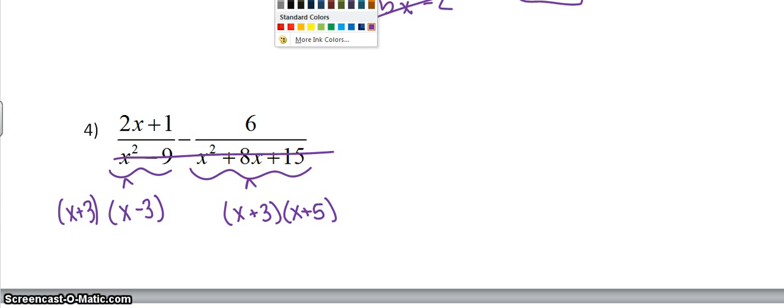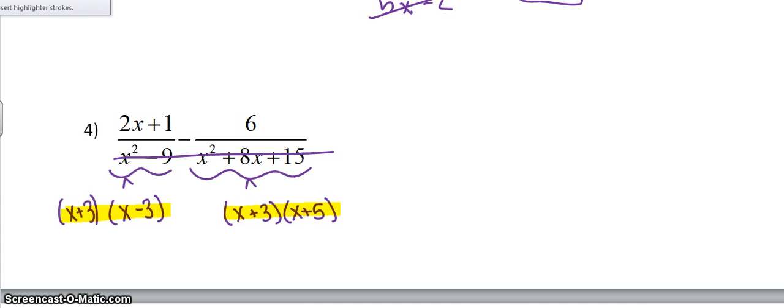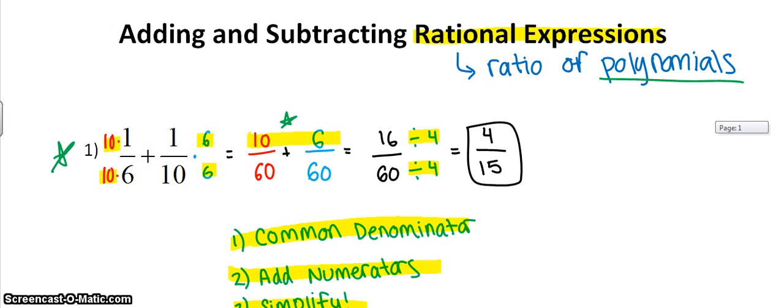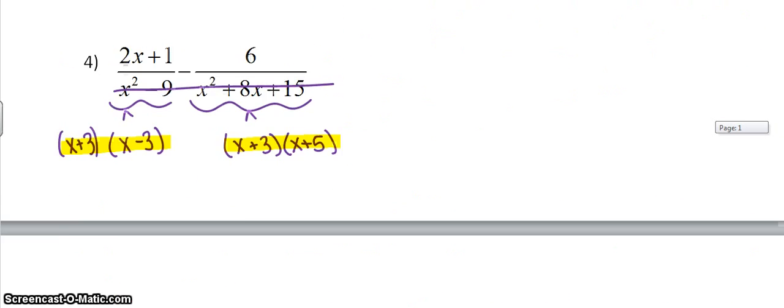Remember, the first thing you always want to do, and we haven't done this since the first problem, is find a common denominator. So our first denominator is (x + 3)(x - 3). Our second one is (x + 3)(x + 5). So remember, you're looking for common factors. Okay, when I was looking above here, 10 and 6 gave us a denominator of 60.